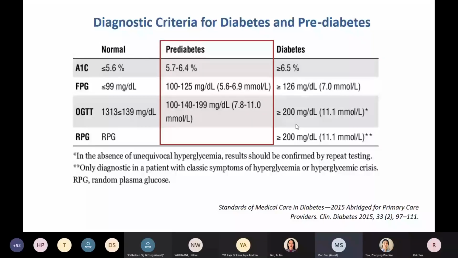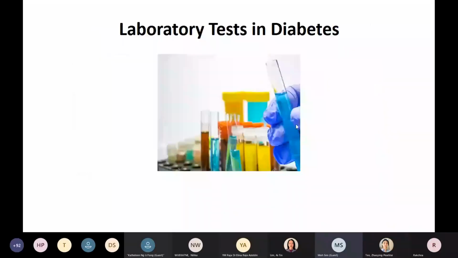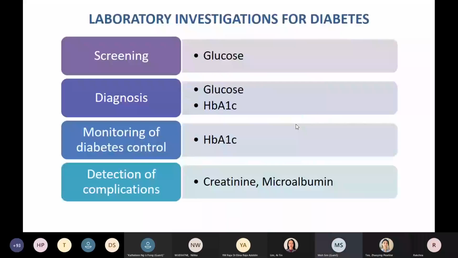So let's move on to laboratory tests in diabetes. Laboratory investigations for diabetes include glucose and HbA1c. Glucose is usually used for screening and is also used for the diagnosis of diabetes. HbA1c is well recognized as a monitor of diabetes control, and of late has also been used as a marker for the diagnosis of diabetes, as shown in one of my earlier slides.